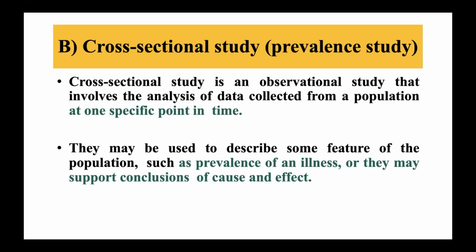The cross-sectional study is an observational study that involves the analysis of the data collected from the population at one specific point of time. They may be used to describe some features of the population, such as prevalence of an illness, or they may support conclusions on the causes of the effects. In this cross-sectional study, I have used the terminology prevalence. Can anybody define what is the prevalence?